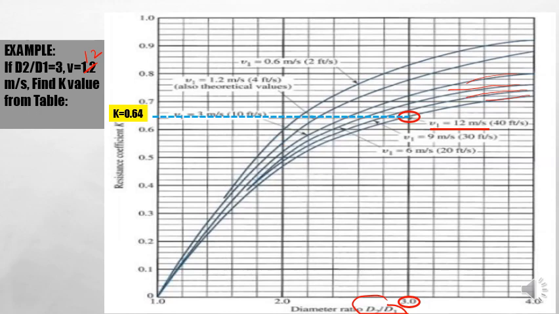Very easy. I repeat, you just need to know D2 divided by D1 on the x-axis. Then you go straight up and let it touch the V1 line. Once you get the intersection, just go to the y-axis to get the K value.